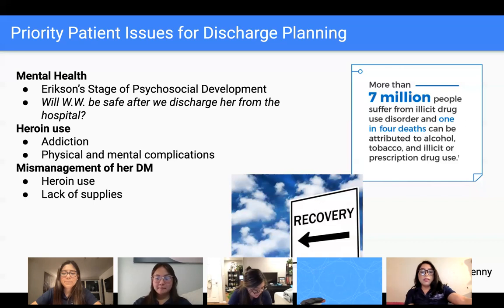Third patient issue we identified is her mismanagement of her diabetes. Her substance use is leading her to suffer complications from her current health conditions. So this patient requires patient teaching about the importance of monitoring her blood glucose and self-administering the appropriate amount of insulin. We also need to address her lack of medical supplies that are necessary for her to manage her diabetes. Next slide, please.